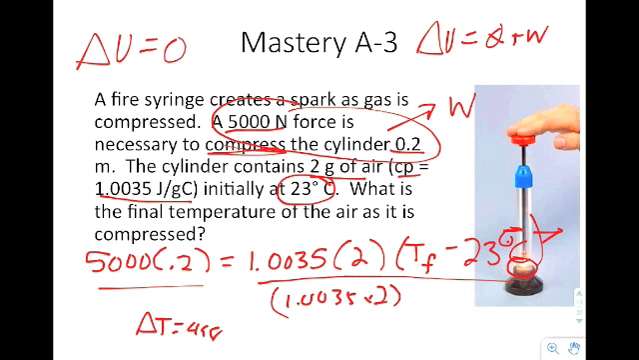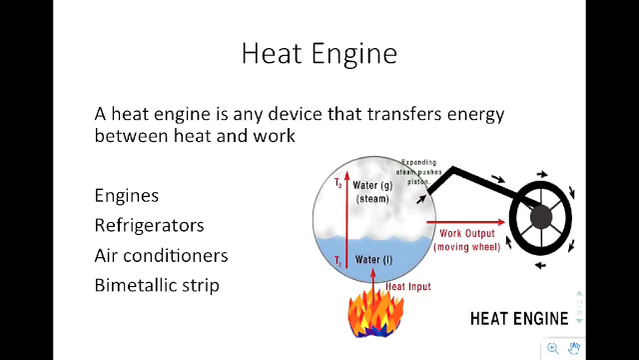Well, that right there is enough to actually take something like paper or a little bit of kindling and light it on fire just by compressing the air. So now we have a heat engine, and a heat engine is any device that transfers energy between heat and work. Examples of them are engines, like a steam engine or the engine in your car. Another is a refrigerator, an air conditioner, even what we call a bimetallic strip would be an example of transferring between heat and work and heat.